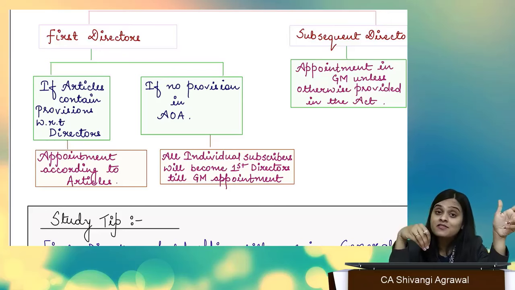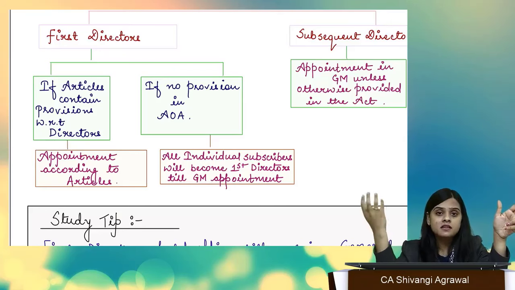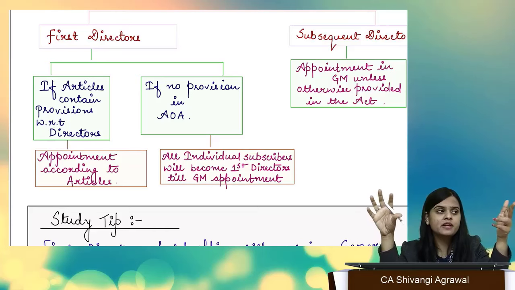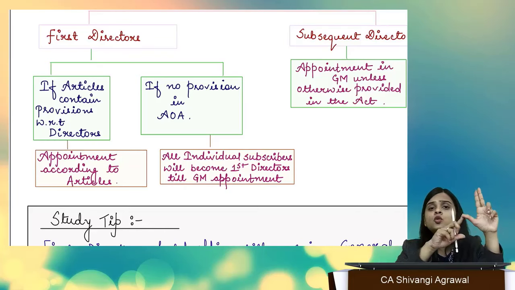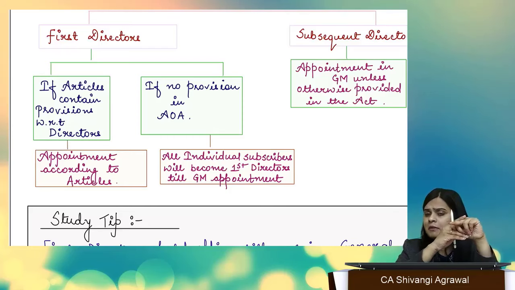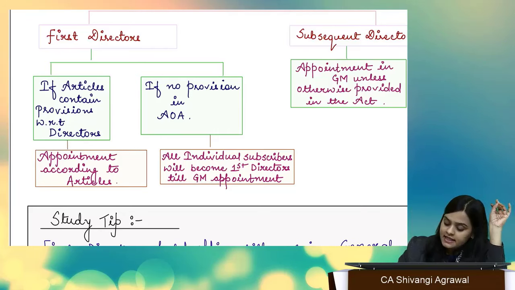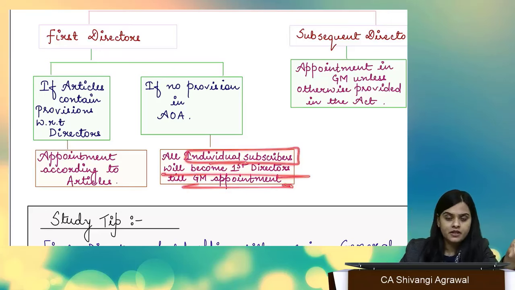What does table F tell us? Table F tells us that it will be decided by the subscribers, whoever has subscribed to the memorandum. Supposedly, no name is given in articles. We don't provide the manner, and we say that table F shall not apply. In that case, the individual subscribers become the first directors of the company.